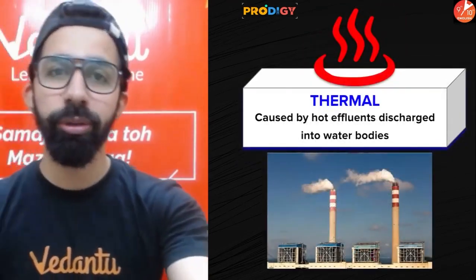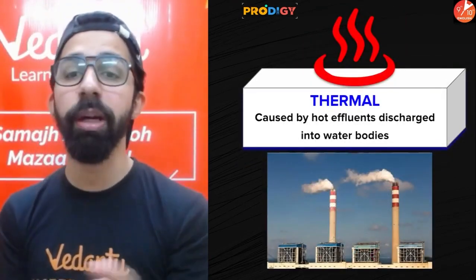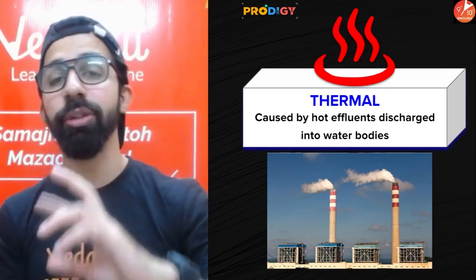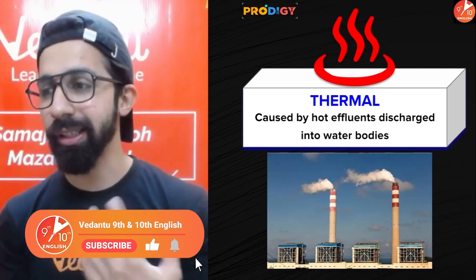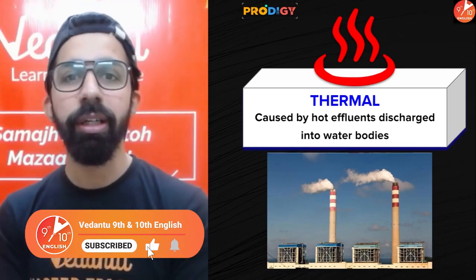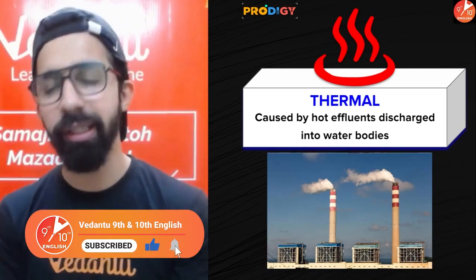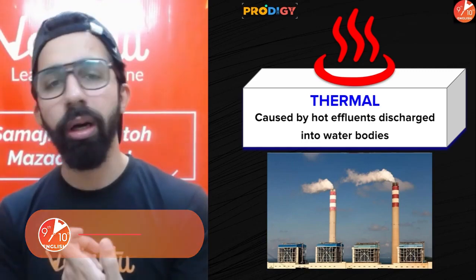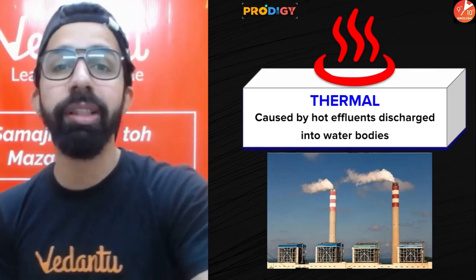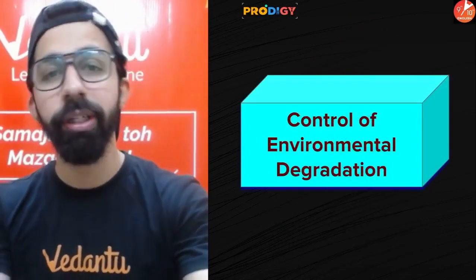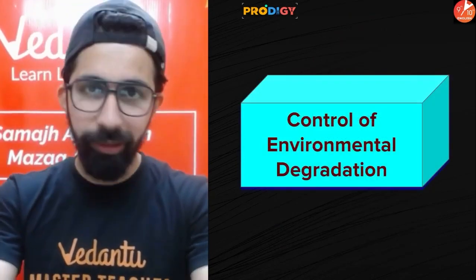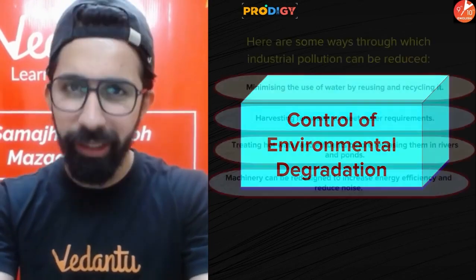And guys, thermal pollution. So what is thermal pollution, guys? Caused by hot effluents discharged into the water bodies. So when the hot water is directly released into the water bodies, the oxygen level decreases, and it may lead to the death of aquatic life. So guys, it's very, very important to control this environmental degradation, and there are various steps we can take.